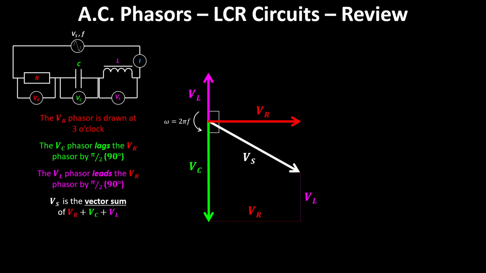If we wanted to find the size of the supply voltage, we could use Pythagoras. It goes across the resistor voltage, and it goes down Vc minus VL, the difference between the capacitor and inductor voltage. And we could then use Pythagoras to find the supply voltage.